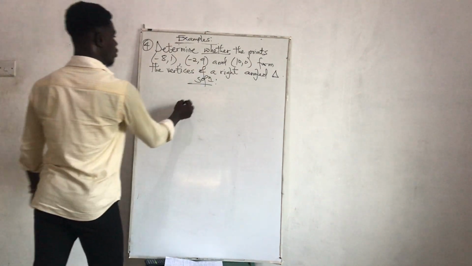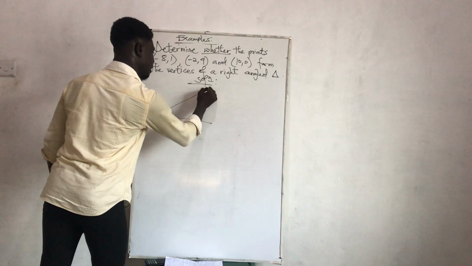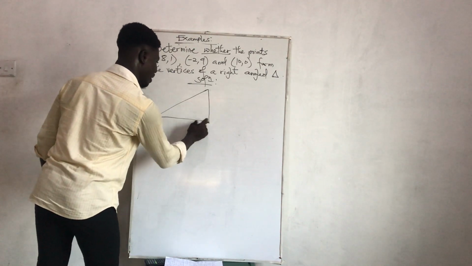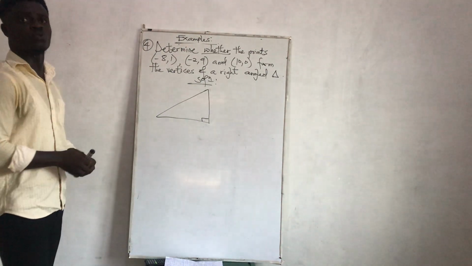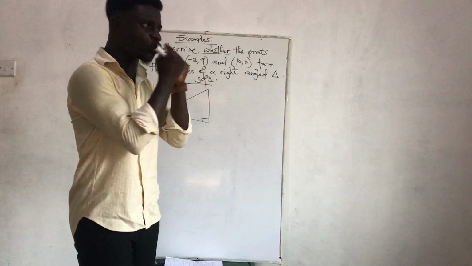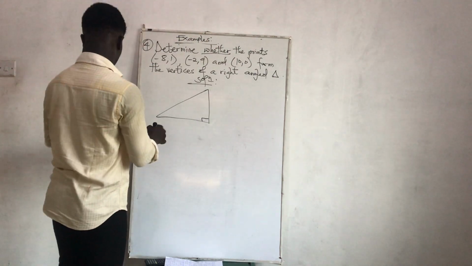So now, you can sketch. You have to sketch so that you know what you are doing, right? With coordinate geometry, you sketch so that you know what you are doing. You are sure of what you are doing.